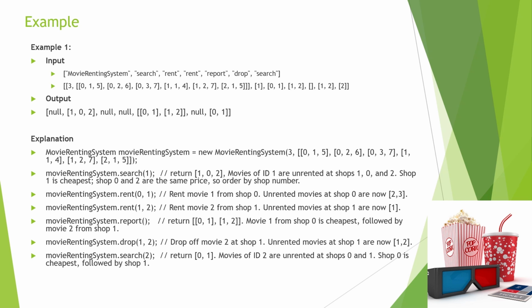Shop 0 is carrying movie 2 with price 6, and shop 1 is carrying movie 2 with price 7. So it would be sorted on the basis of price first. So it would be 0, 2 followed by 1, 2, and search only returns the shop ID. So shop ID 0, then followed by shop ID 1.